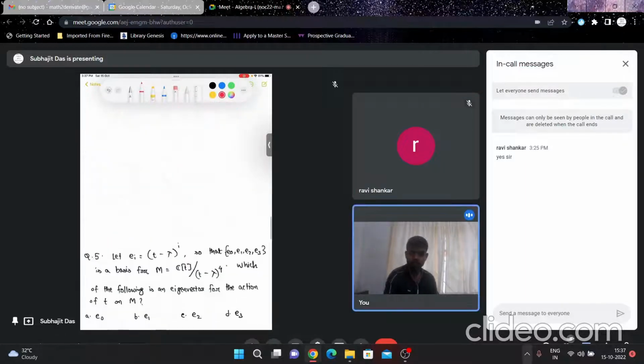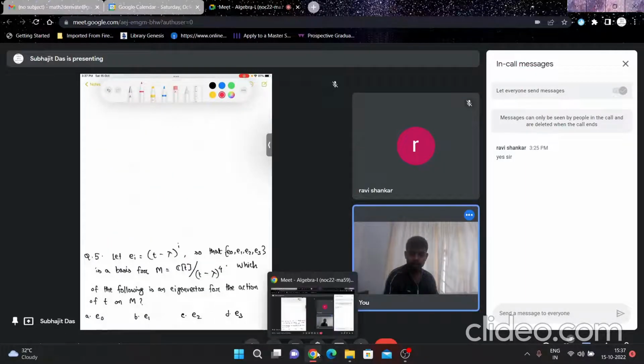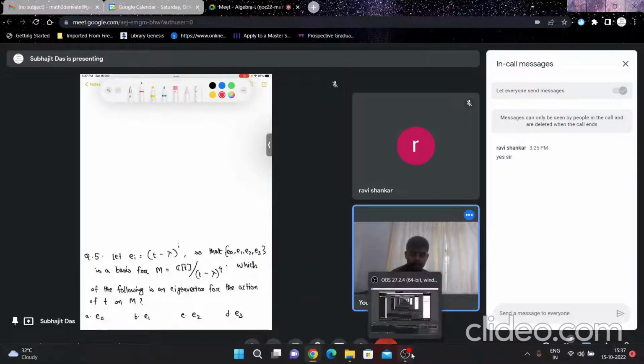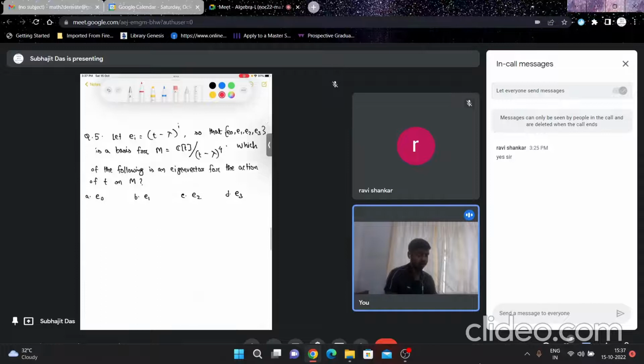So let's move on to the next problem. Just make sure. Yeah. So question 5, again an easy problem. Let e_i be (t minus lambda) to the power i. So that e_0, e_1, e_2 and e_3, this set is a basis for the module M equal to C[t] modulo (t minus lambda) to the power 4.